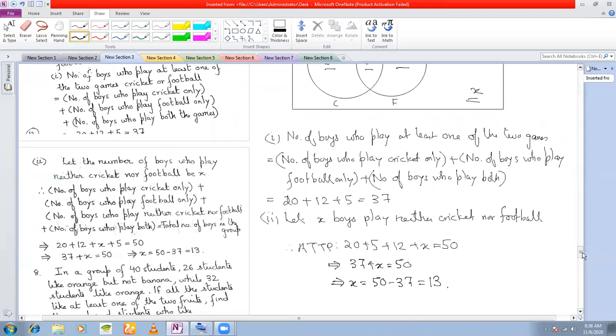Any questions till this part? If not, then I can stop here.